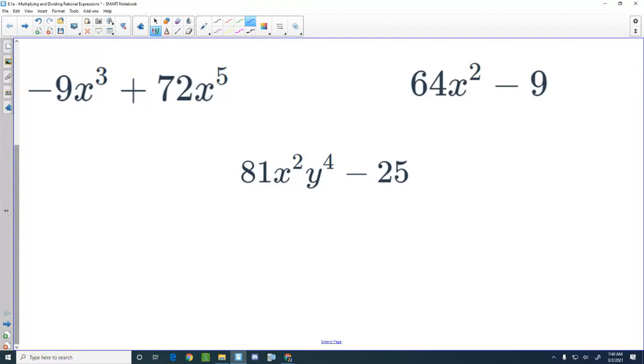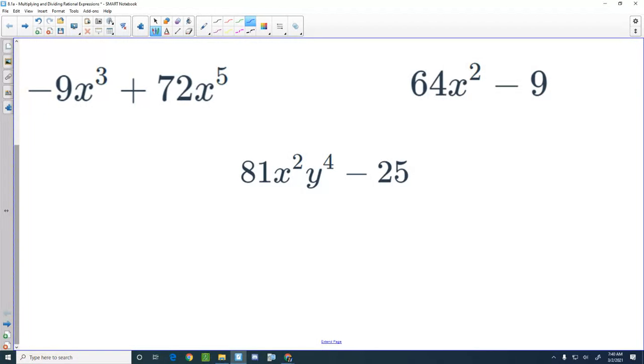X to the third, if I tried to split that up, I'd have an x to the second and an x to the first. They wouldn't be equal groups, right? I can't split it right down the middle nicely. And then same thing on the right, 72, that's not a perfect square. So what do you think? Is there anything I can do to this problem to factor it or to make it smaller?